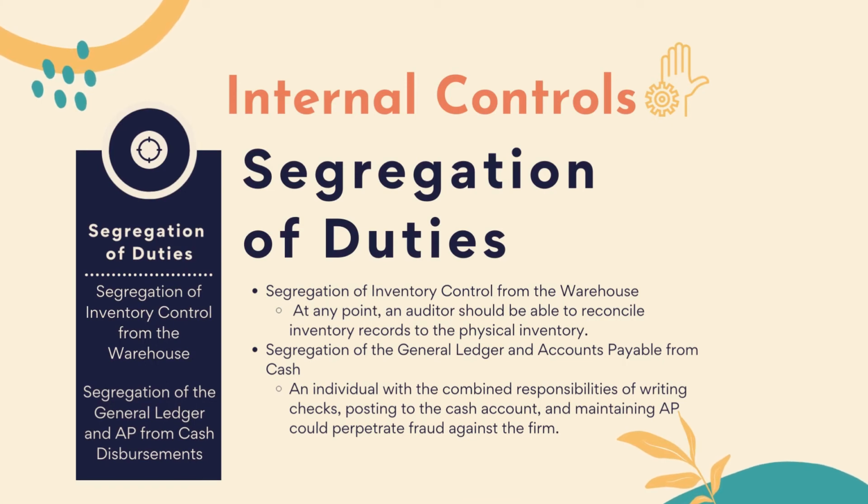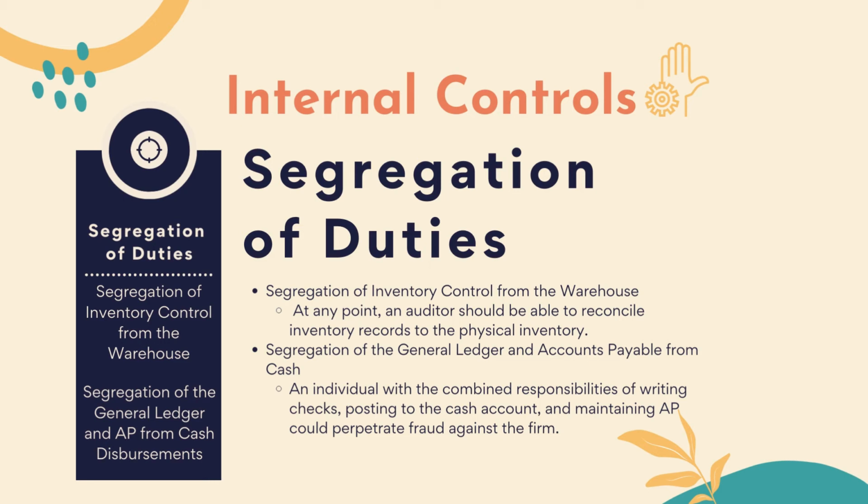Segregation of duties. Segregation of inventory control from the warehouse. Within the purchases subsystem, the primary physical asset is inventory. Inventory control keeps the detailed records of the asset, while the warehouse has custody. At any point, an auditor should be able to reconcile inventory records to the physical inventory.